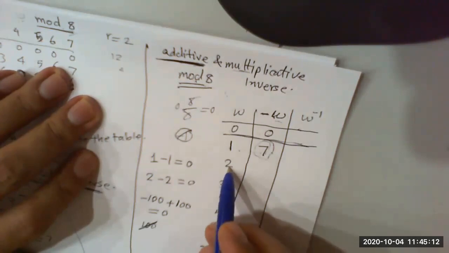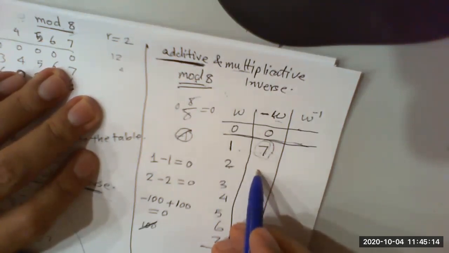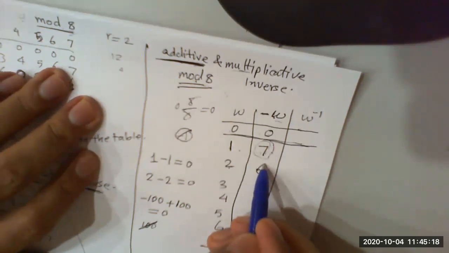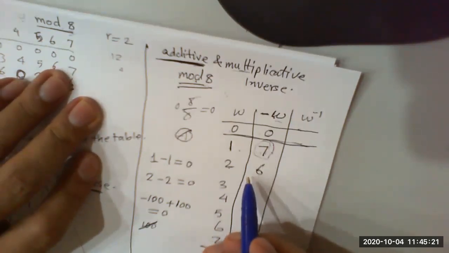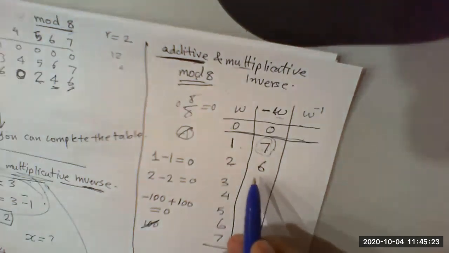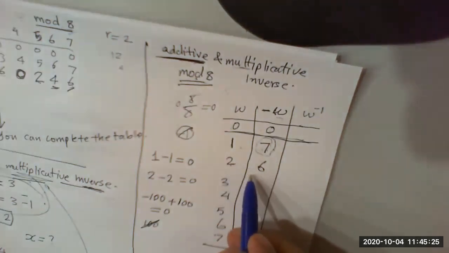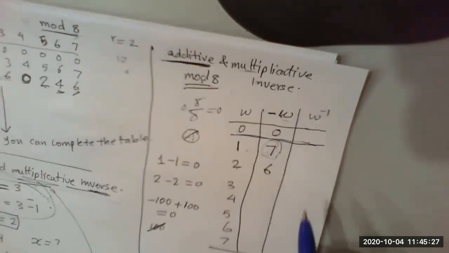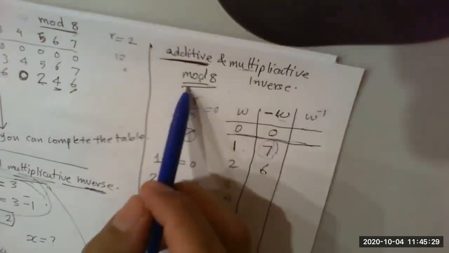Also, for this one, can you tell me? 6, Doctor. 6, exactly. Why? 6 plus 2 is equal to 8. 8 mod 8 is 0. Yeah, 8 mod 8 equals 0.